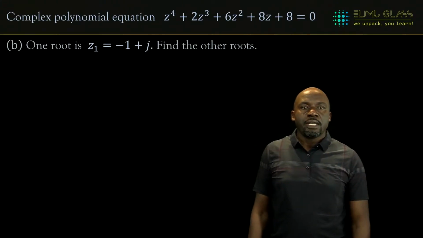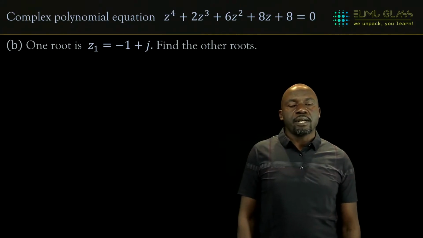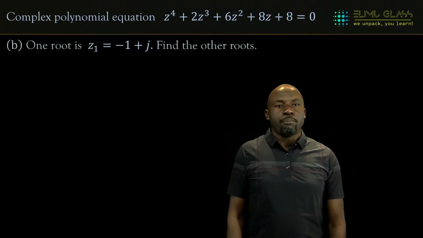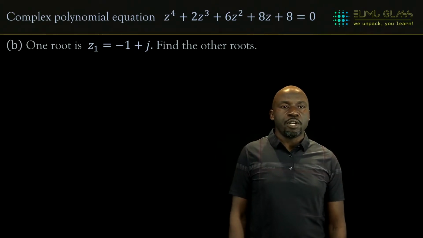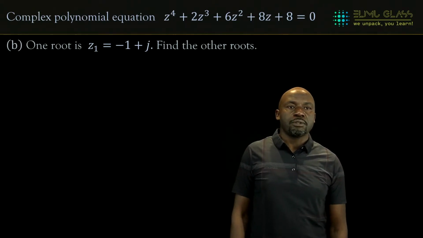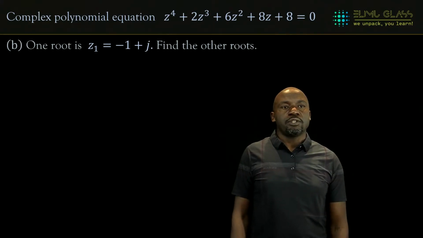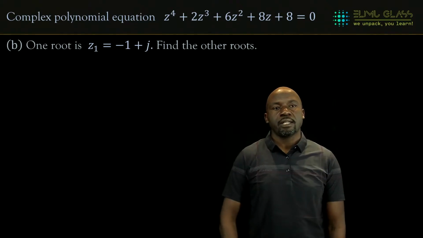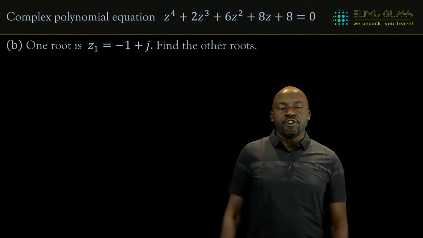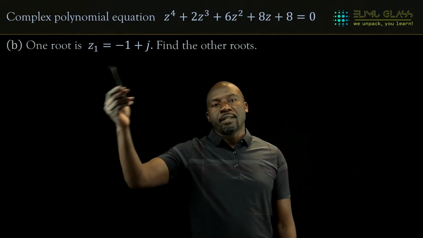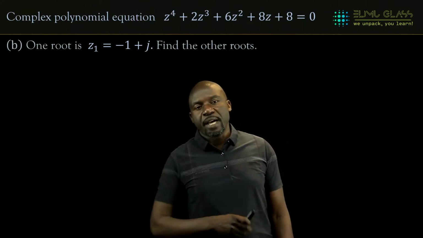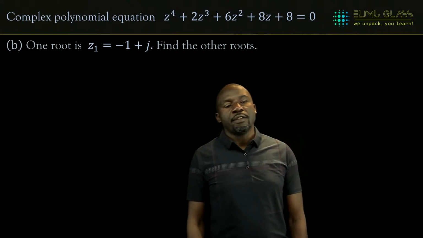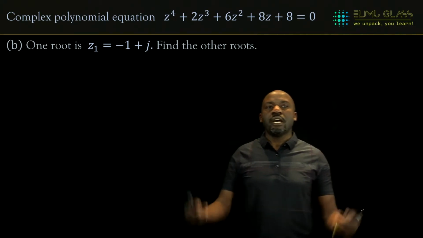Right, so part B says that you are given a complex equation, basically a polynomial equation, z power 4 plus 2z power 3 plus 6z squared plus 8z plus 8 equals 0. So that is a complex polynomial equation, and you're told that one of the roots of the complex equation is minus 1 plus j, and you are asked to find the other roots. First question is, how many other roots are there?